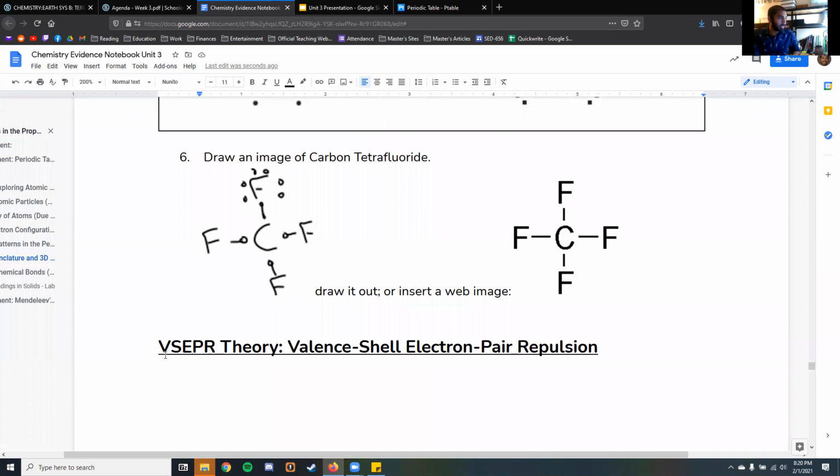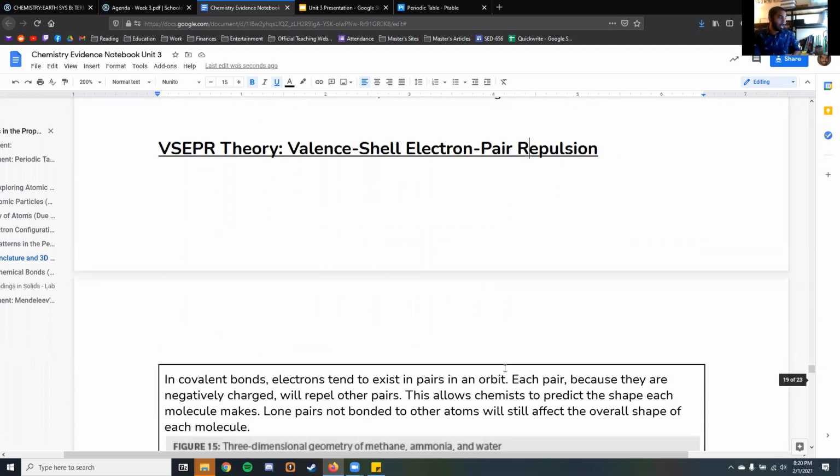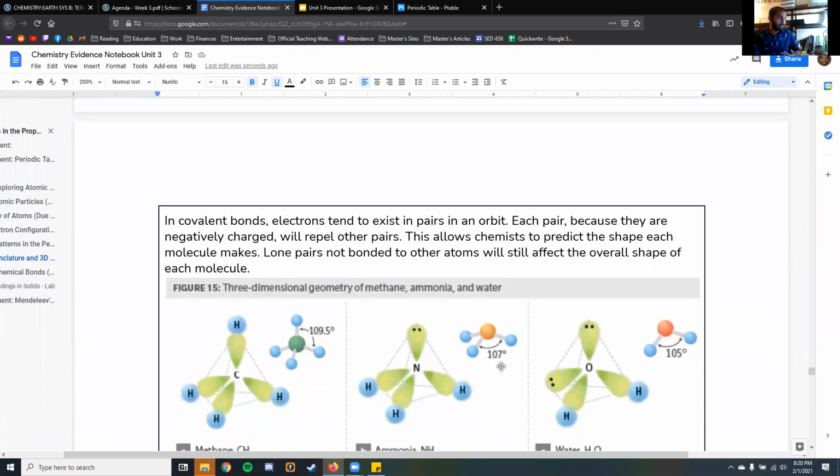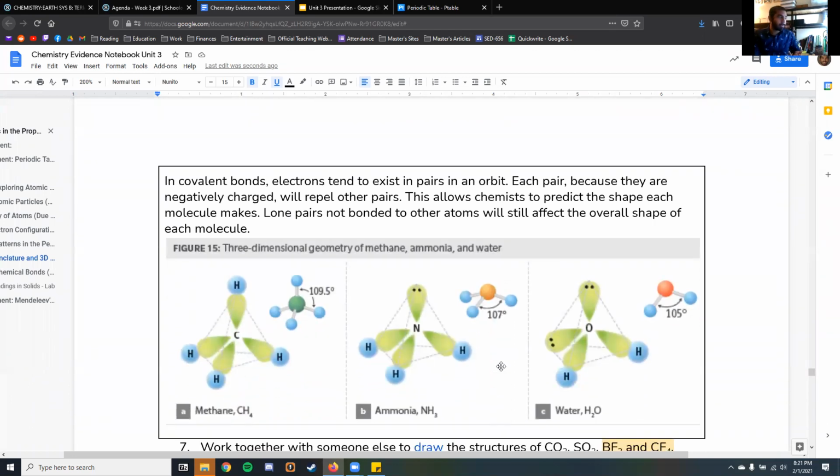And so that brings us to VSEPR theory. I really like this name, VSEPR. I don't know why. I guess I'm a James Bond fan. But VSEPR stands for valence shell electron pair repulsion. And so the idea here is nothing really too far-fetched. It's the idea that if something's negatively charged and another thing is negatively charged, those two things don't want to be near each other. And the same thing if something's positively charged, same deal. And so this is how we decide how a molecule is going to end up looking.